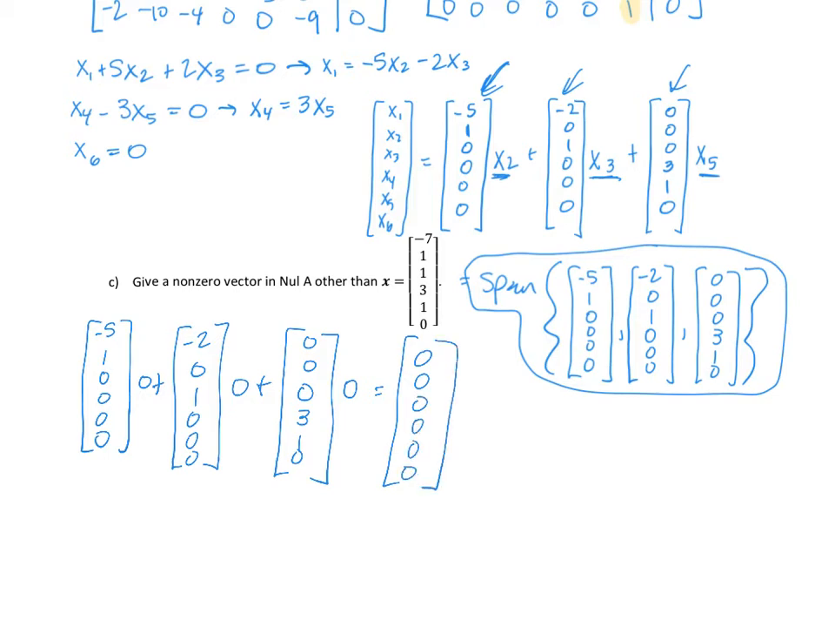So you can see that the 0 vector is always going to be in the null space of a matrix, because you can always choose 0 as your weights. But you could choose any other weights you want and get a vector in null A.